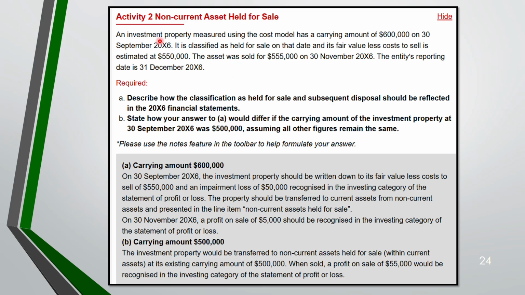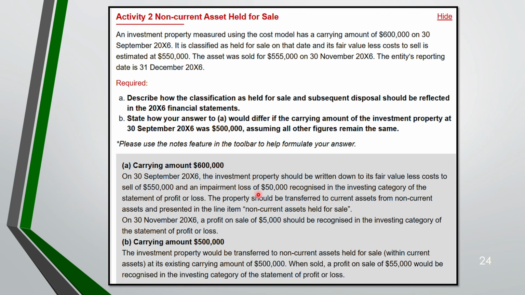So this is an investment property measured using the cost model. It has a carrying amount of 600,000. It is classified as held for sale and fair value less cost to sell is 550. The asset was sold for 555. Now you have to compare which is lower. In this case, the lower amount is fair value less cost to sell. So your investment property should be written down to this value, 550,000, because fair value less cost to sell is less than your carrying amount.